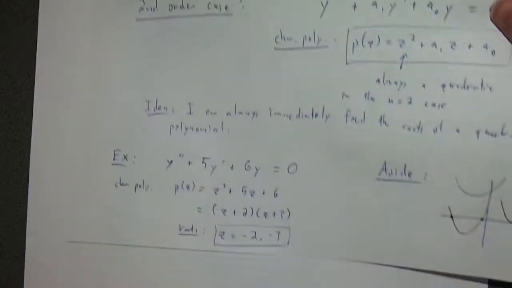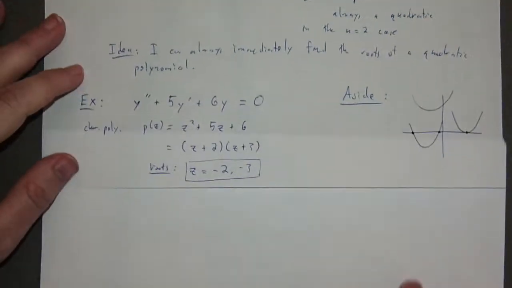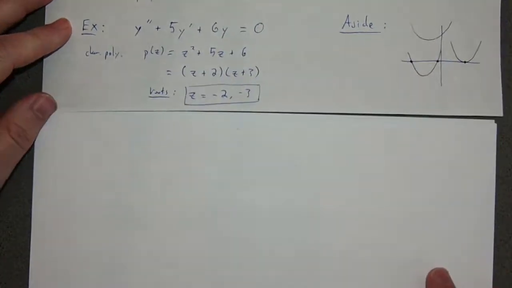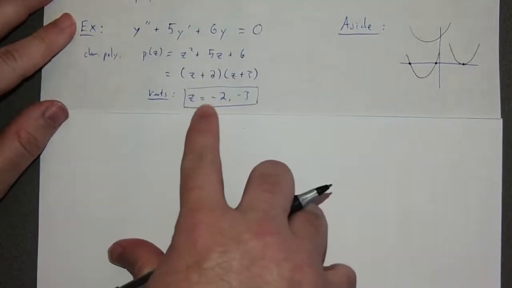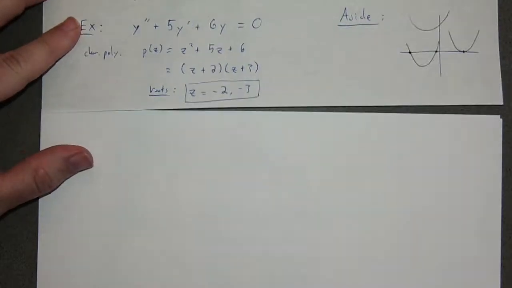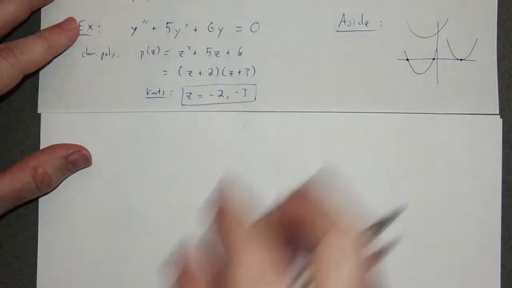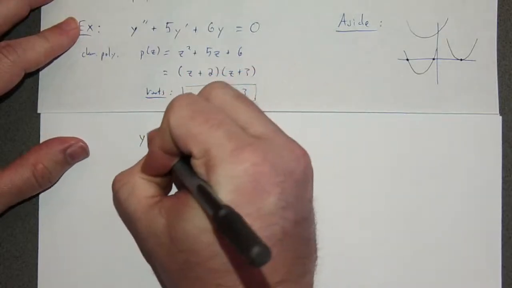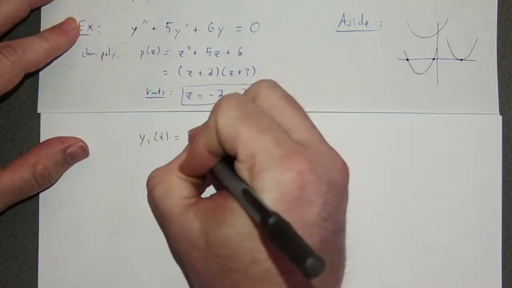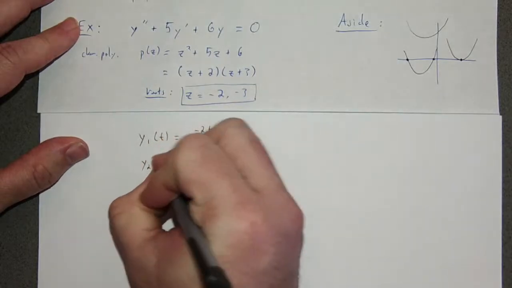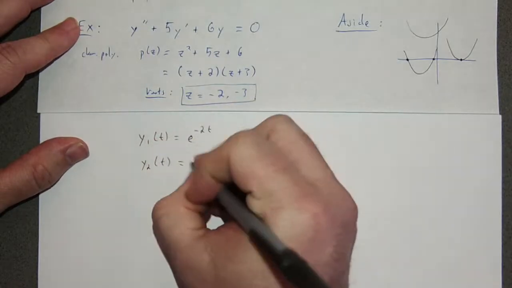Okay. So here's our example. All right, let's continue on from here. So I have two roots. They're definitely distinct real roots, so I'm in the case where I can use this. So then my fundamental solution set should be y1 of t, which is e to the minus 2t, and y2 of t, which should be e to the minus 3t.